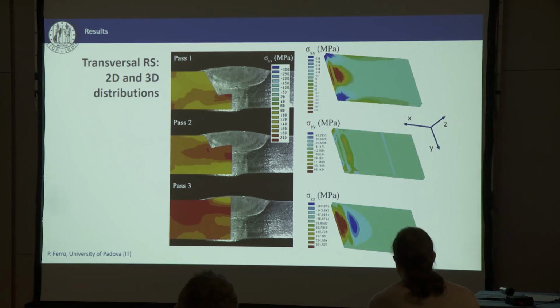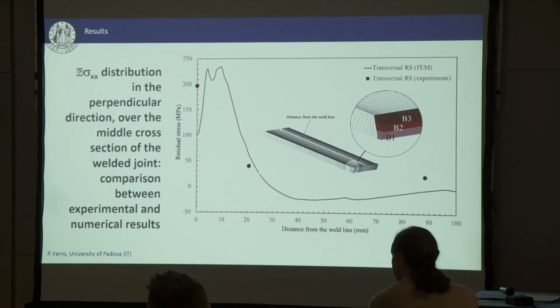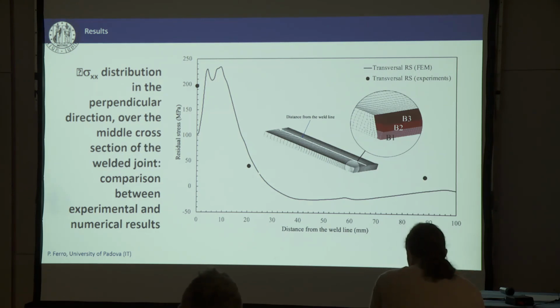An interpass temperature of 200 degrees was considered during the simulation, but also during the experimental part, in order to avoid cracks during welding, hot cracks. This is the validation of the model, the comparison between residual stress in each direction, transversal residual stress, comparison between measurement and numerical results. So we found a quite good matching.